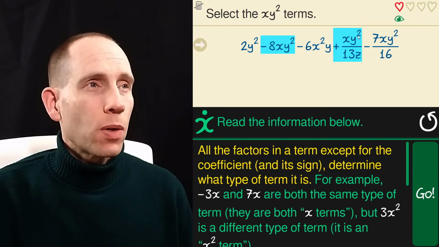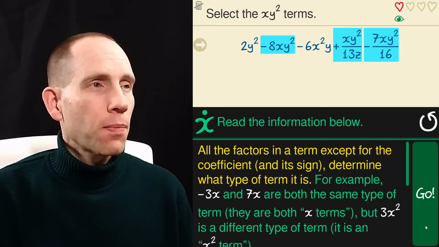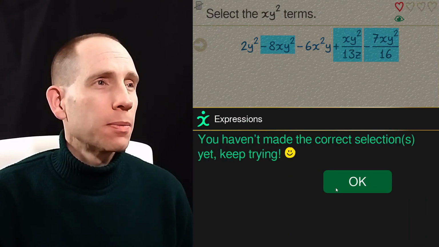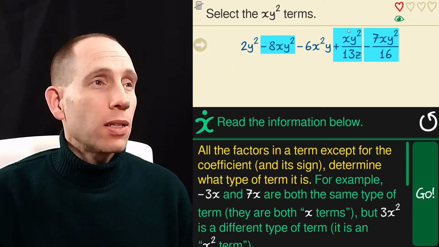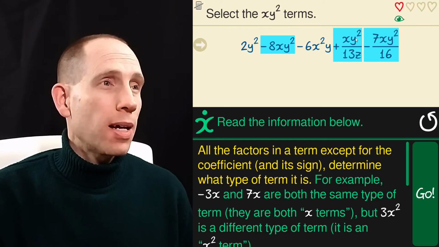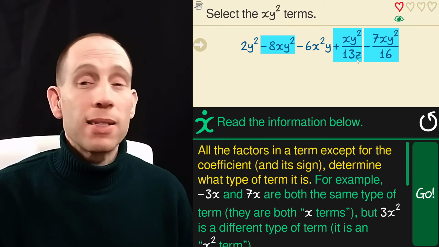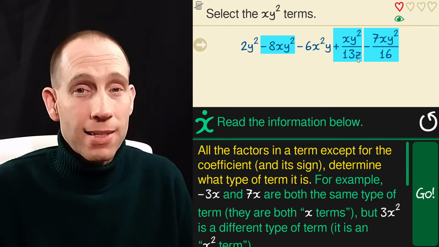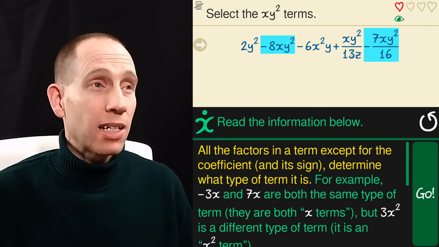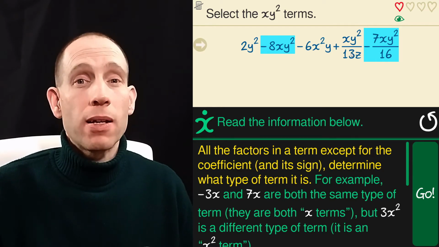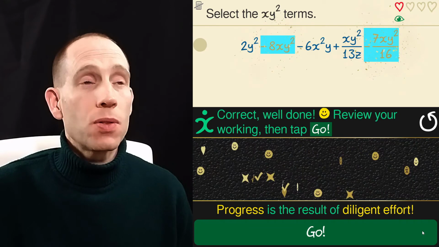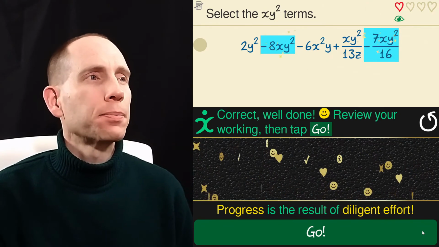So that's got an xy squared, and this one has xy squared. So let's see if it likes that. No, we've made an error, so let's find out what that error is. Right, so did you notice this one, xy squared on the numerator, but in the denominator there's also a z, so that counts. That's not part of the coefficient because that's a letter, not a number at the beginning. So that's actually an xy squared over z term. So that one's different. So just those two are the xy squared terms.